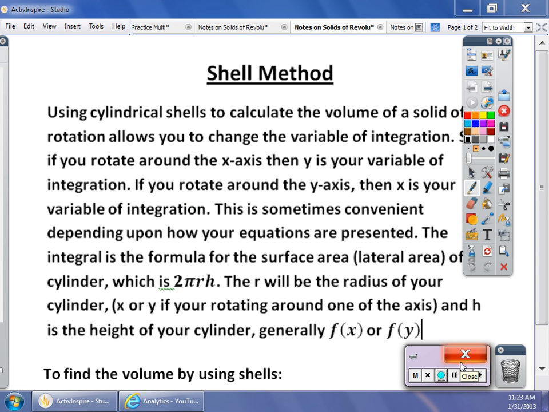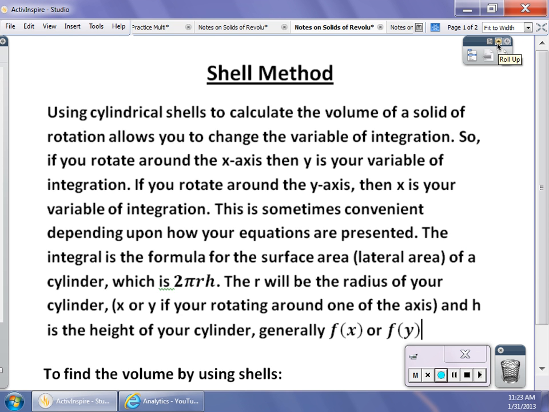Okay, in our next video we're going to take a look at how to find the volumes of the solids of revolution by using what we call the shell method. Now the beauty of the cylindrical shell method is that it switches the variable of integration. So if you're rotating around a horizontal line, the x-axis or a horizontal line, then y is your variable of integration.